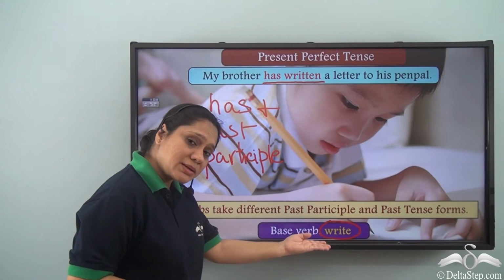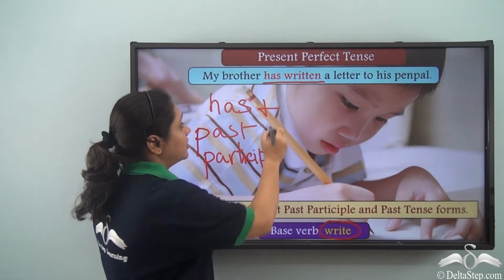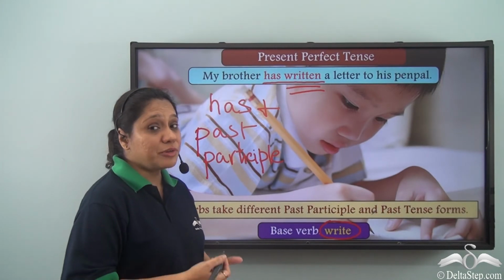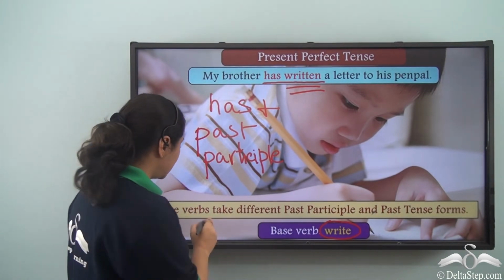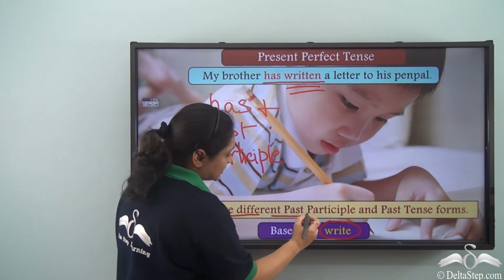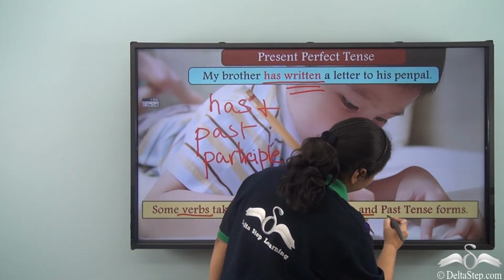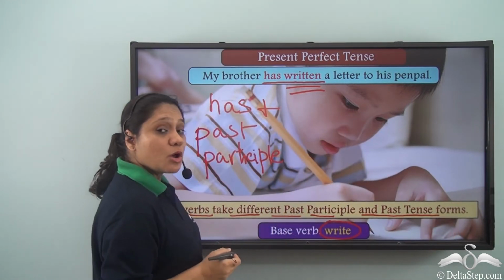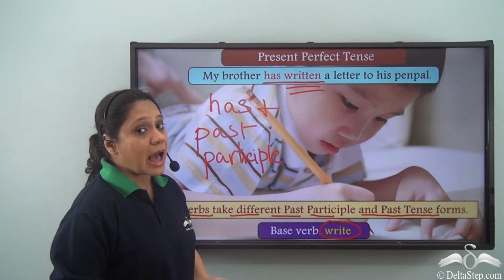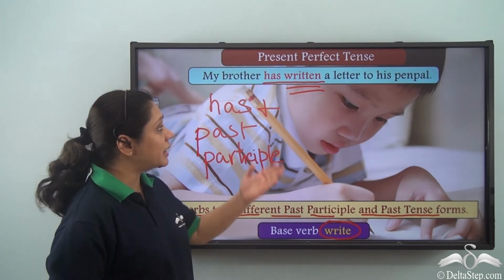What is the past participle form of write? Written. So what do we see? We see that sometimes some verbs take different past participle and past tense forms. What is the past tense form of write? It is wrote, and the past participle form is written.